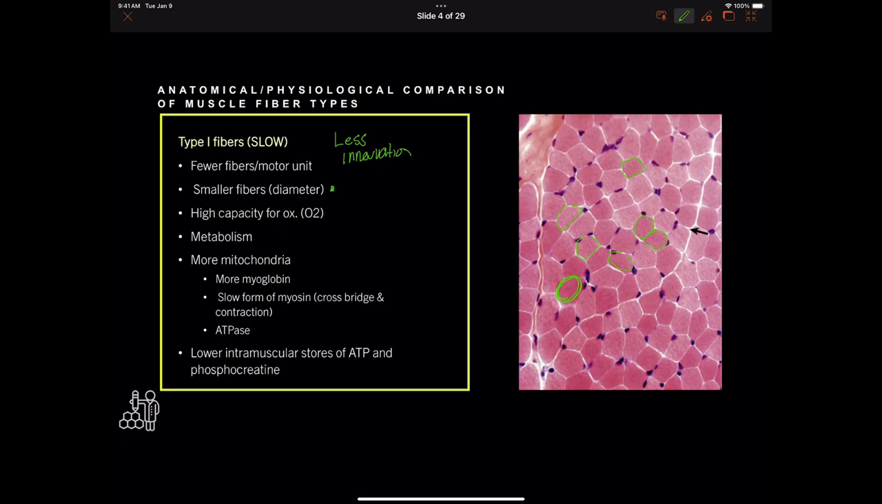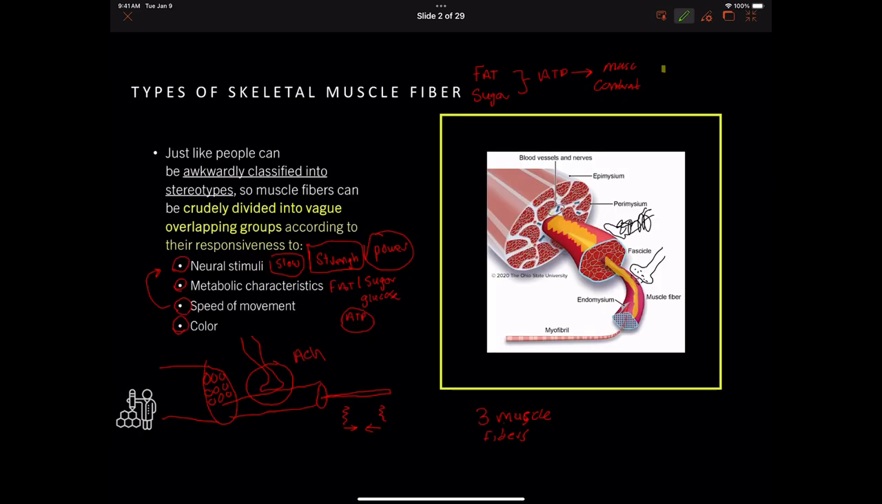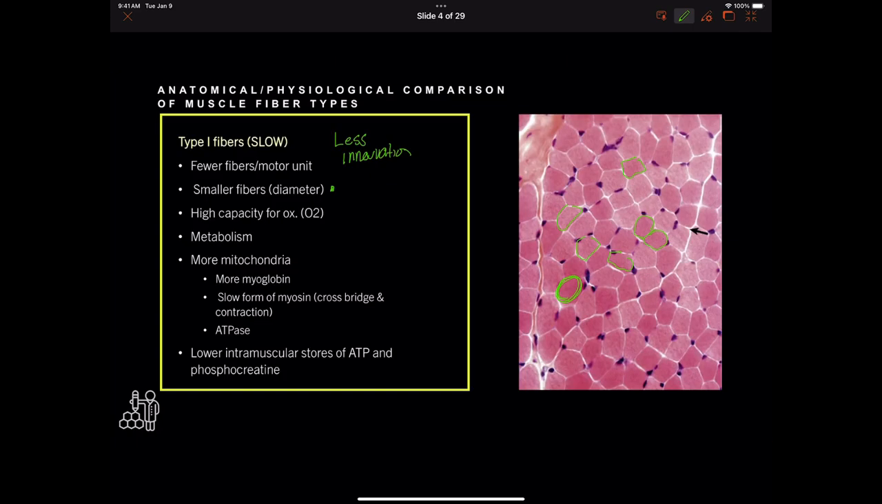And remember how I told you that these things also have a different color, right? So if we go back to that first slide, I told you that color is another property that makes these fibers different. And you can see these type 1 fibers are slightly darker than their neighbors. You see how light that one is, and that one, and that one. Well, it's because of the myoglobin inside of these muscle fibers that makes them darker.